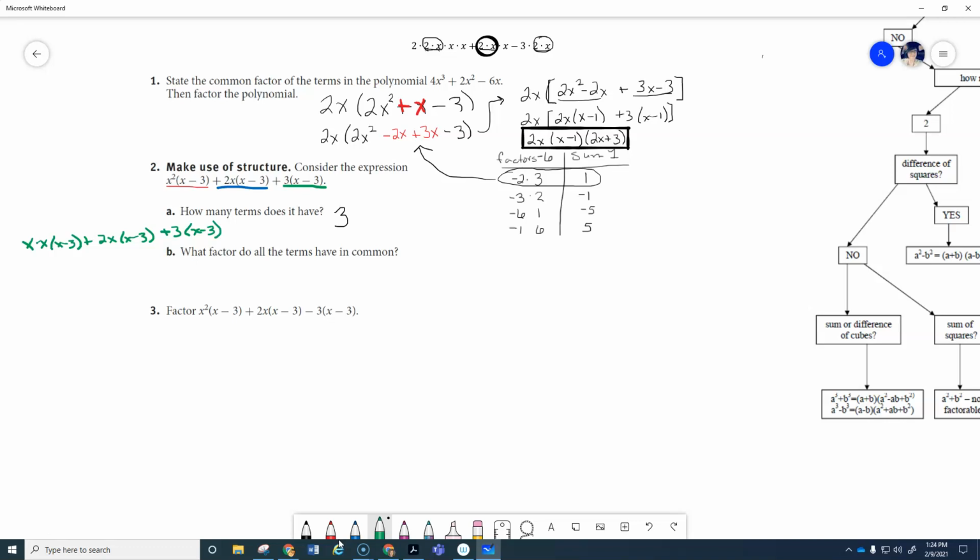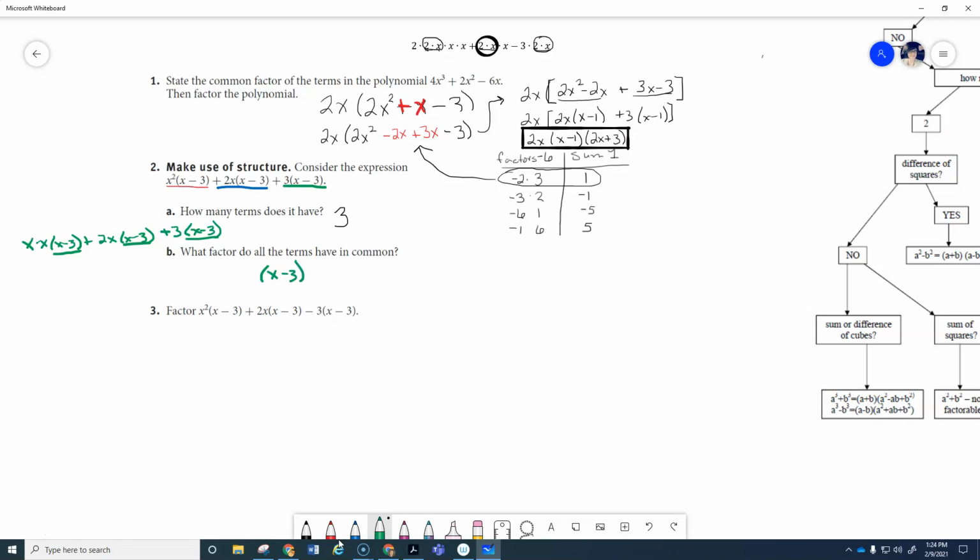So these two have an x in common, but this one doesn't have an extra x. This one has a 2, but neither one of these do. This one has a 3, neither one of these do. The only thing that they all have in common is that x minus 3. So what factor do those have in common? X minus 3. And so now they actually want us to factor it.